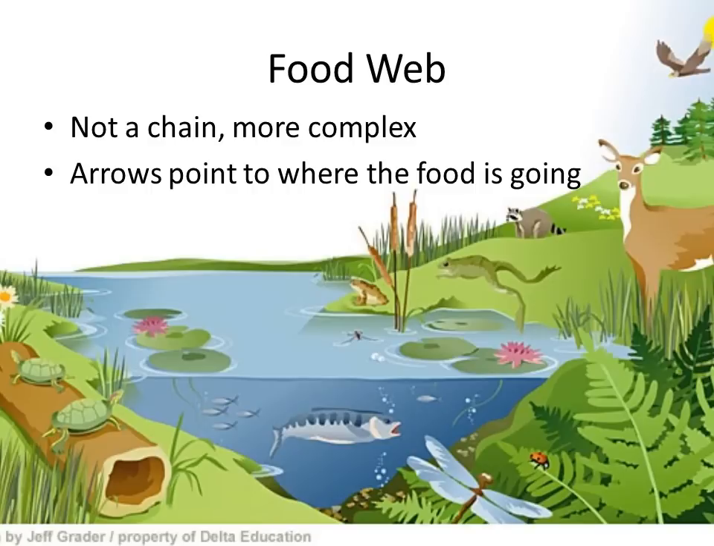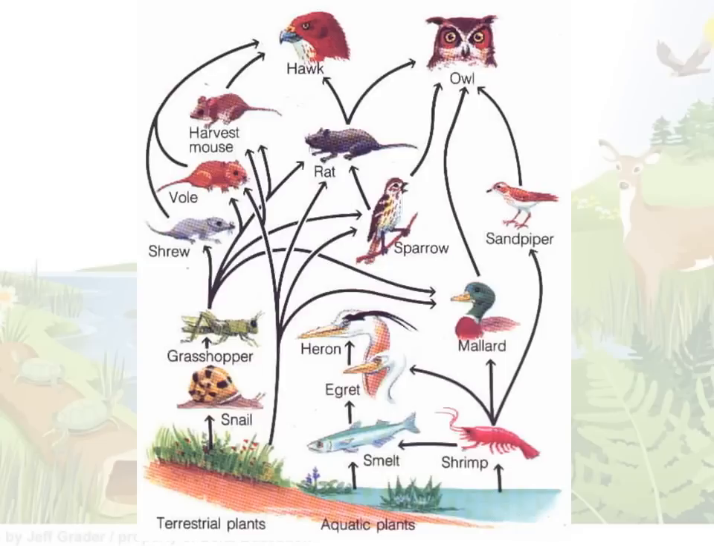So let's talk about food webs. You might have heard of food chains, but more realistic is to call it a food web because it's a lot more complex than just a simple chain. When you see a food web, the arrows point to where the food is going. So when you see a food web, you think, okay, the arrow is pointing because it's going into the belly of that thing that the arrow goes to.